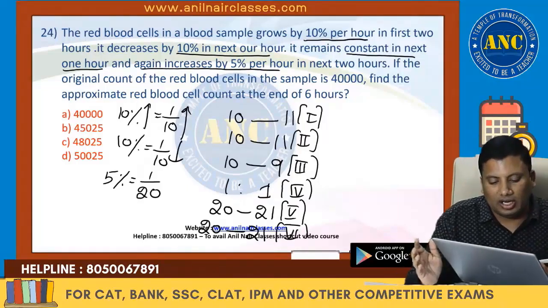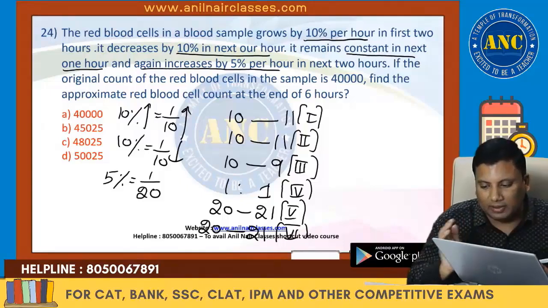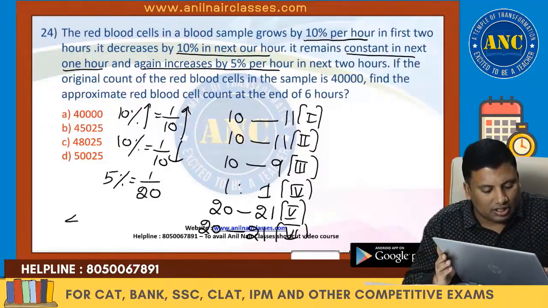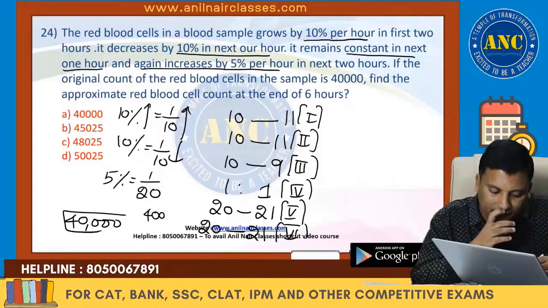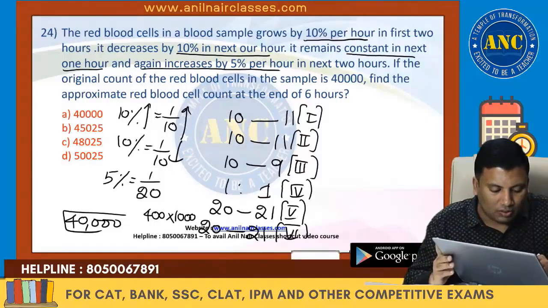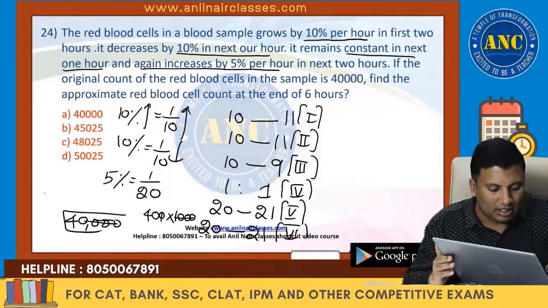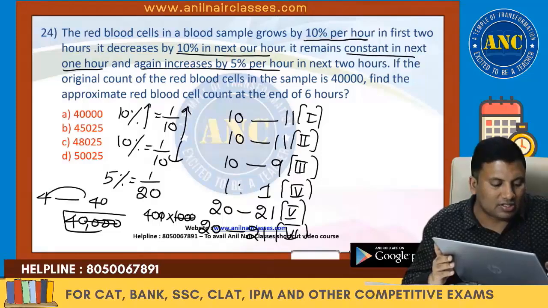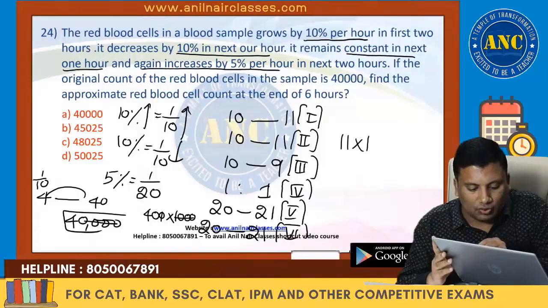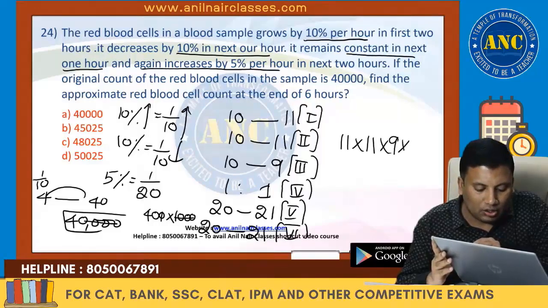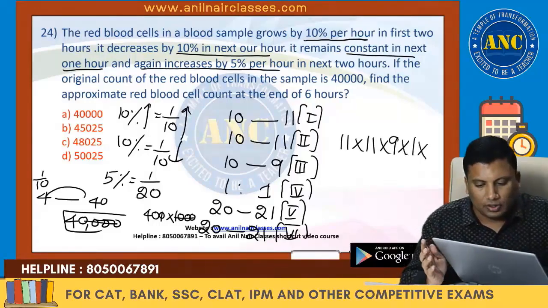If the original count is nothing but 40,000. 20 into 20, 400. 400 into 1000. 3 zeros, 4 zeros. So these are nothing but 4. Actually it is 40. It is given as 4. It is 1 by 10. So 1 by 10 means 11 into 11 into 9 into 1 into 1 into.